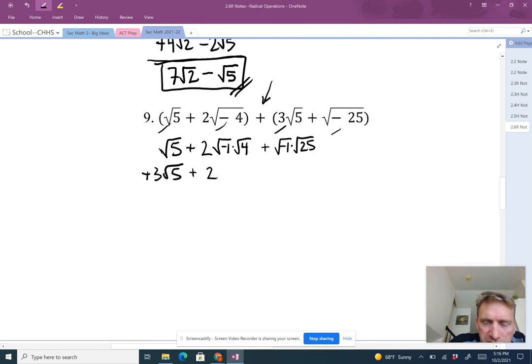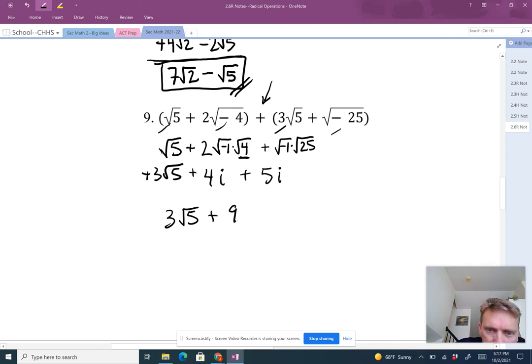2, the square root of 4. The square root of 4 is 2. This one right here is 2. Multiply the 2 in front is 4, so there's 4 times the square root of negative 1, which is the imaginary unit i, plus the square root of 25 is 5 times the square root of negative 1, which is that imaginary unit i. Now that I've got 2 that are the same, 4i and 5i are like terms, so I can write that as 3 square root of 5, the first term, plus 4i and 5i is 9i, and that would be our final answer.